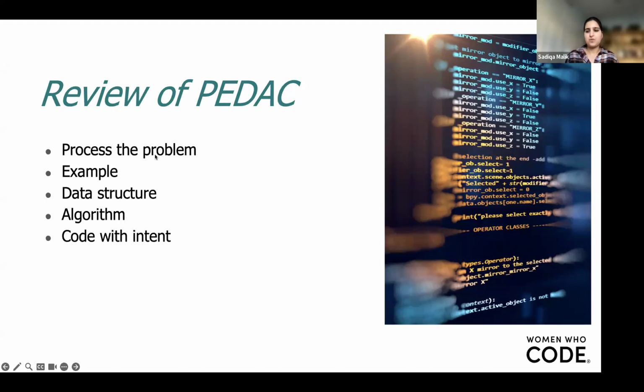So first you understand what you're trying to solve, then you move on to examples where you come up with high-level test cases. Or if you're coding, you could come up with all your test scenarios that you would be using to test your code, right? And once you know your test cases, then you know your input, you know your output. So based on that, you move to data structure, where you decide what kind of data you want to use as your input or what data structure you need. Do you need any database connection?